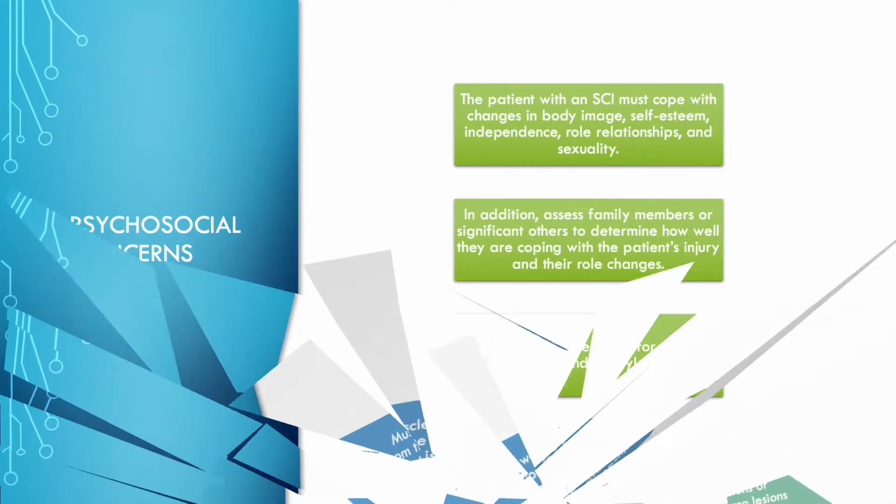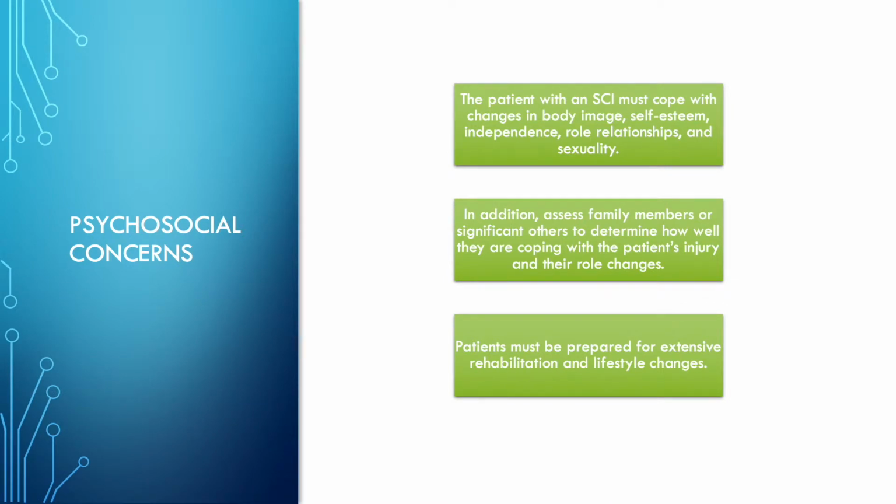For psychosocial concerns, remember that the patient with an SCI must cope with changes in body image, self-esteem, independence, role relationships, and sexuality. In addition, assess family members or significant others to determine how well they are coping with the patient's injury and their role changes, because patients must be prepared for extreme rehabilitation and lifestyle changes.